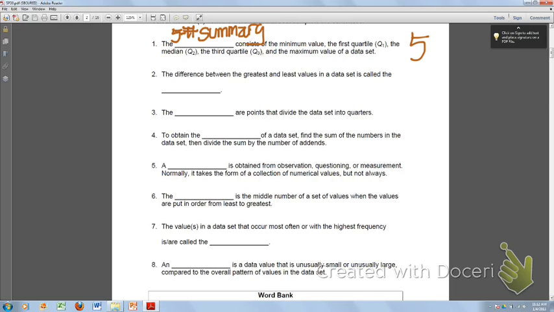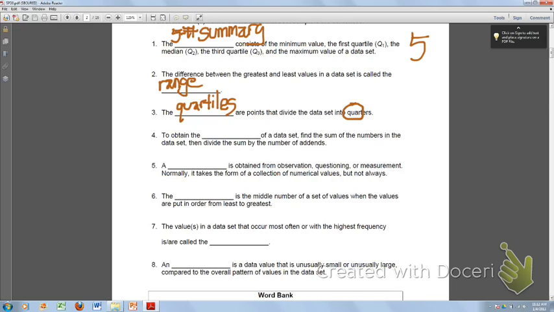The difference between the smallest value and the biggest value. That definitely gives you the range of the data, from its smallest number to its largest. The blank are points that divide the data set into quarters. Well, the key word here is quarter, and the vocabulary word sounds like quarter, quartiles. Quartiles are points that divide the data set into fourths, into quarters. So we call those quartiles.